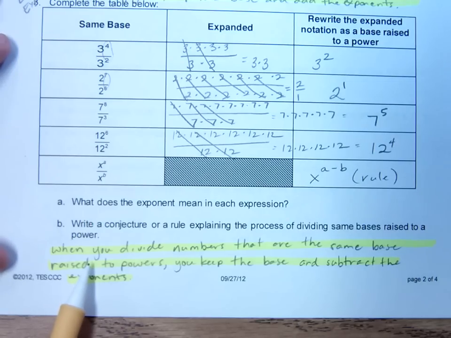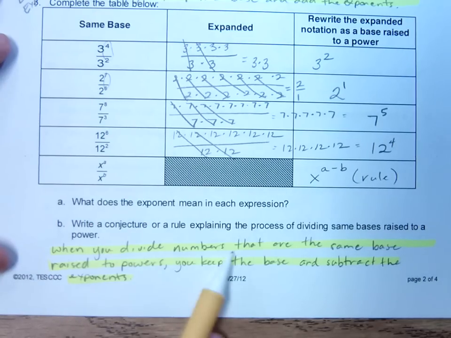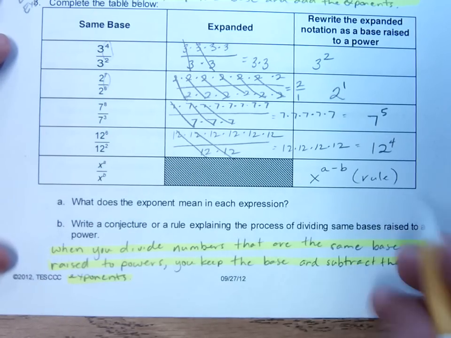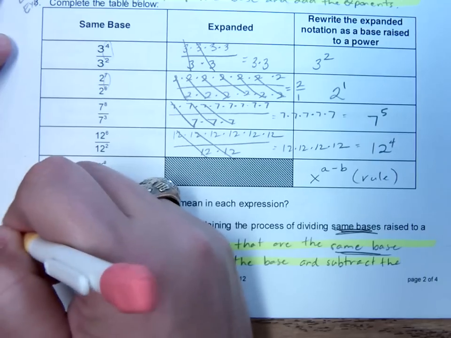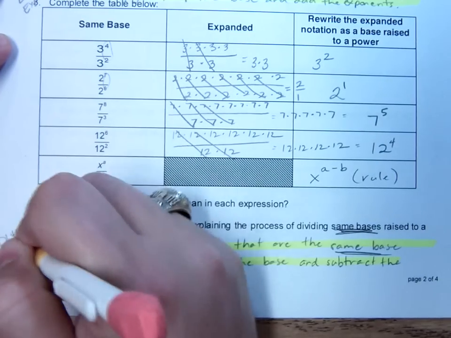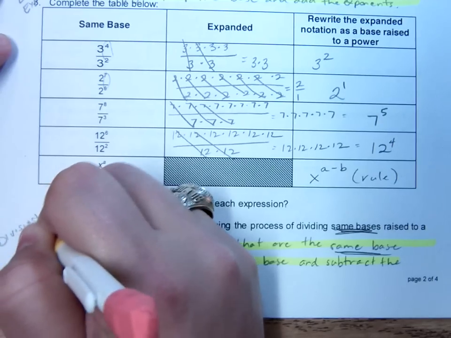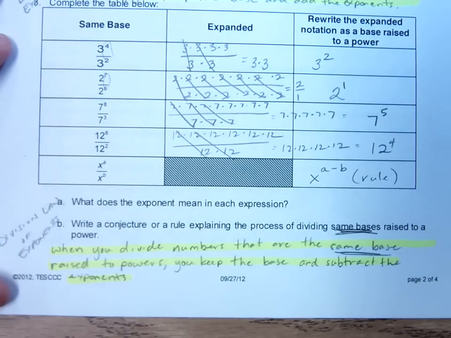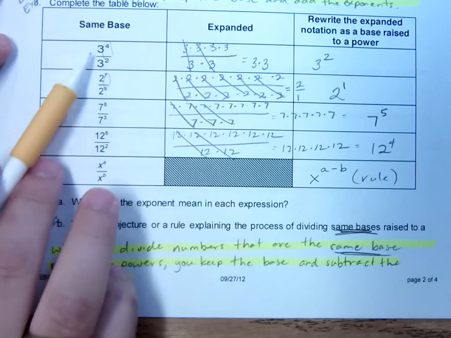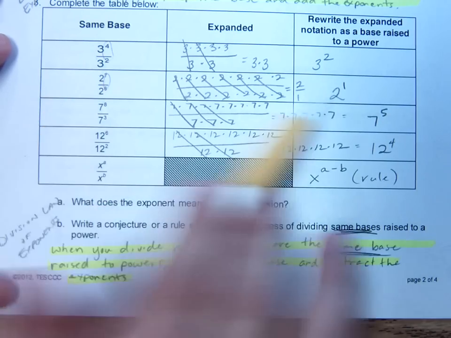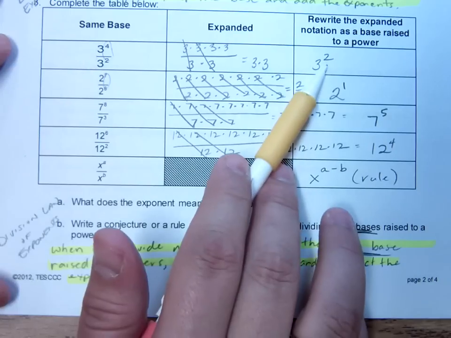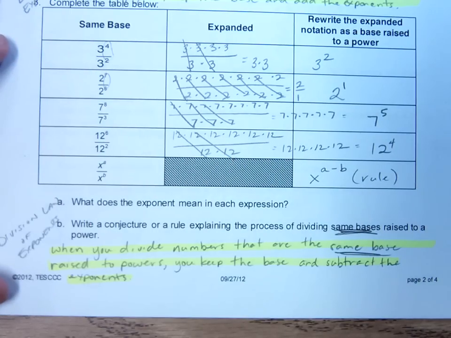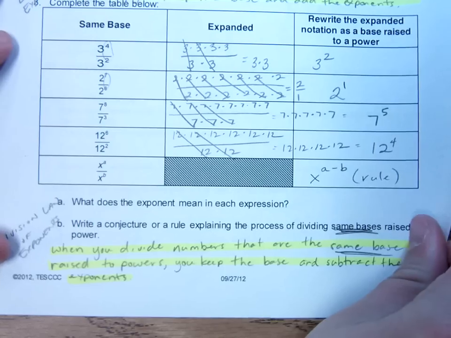So what we do, just like multiplying, is say when you divide numbers that are the same base, and same base is a huge key word, raised to powers, you keep the base and subtract the exponents. This is our division law of exponents. I highlighted this because you need to commit this to memory. So, same base is being divided, keep the base, subtract the exponents, 4 minus 2. The base is the same as this, all these, 4 minus 2. All right, let's keep moving. Make sure you commit these to memory.